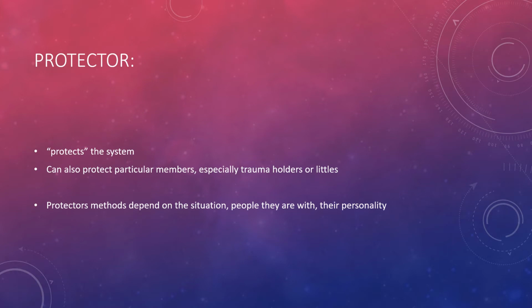Protector. Their name kind of says it all. The protector is one who, well, protects the system. However, they can also protect, in particular, certain members of the system, such as trauma holders or littles. Their methods can differ depending on the situation, the people they're around, like whether or not they know we're a system or not, and also the alter's personality.